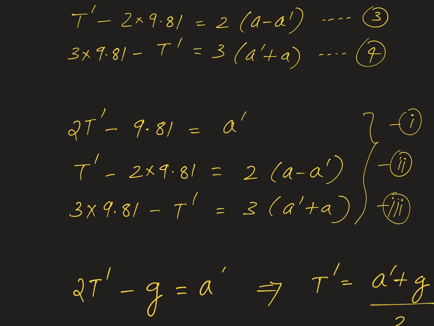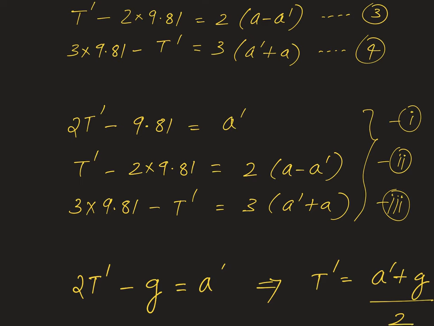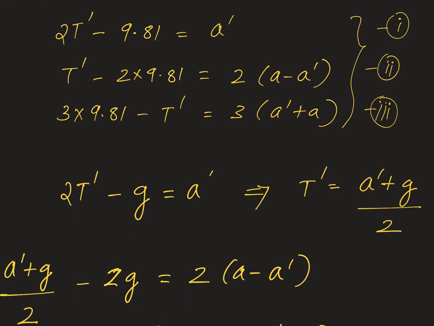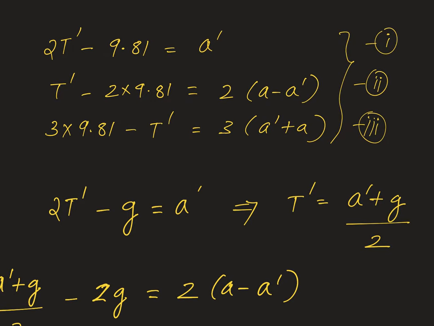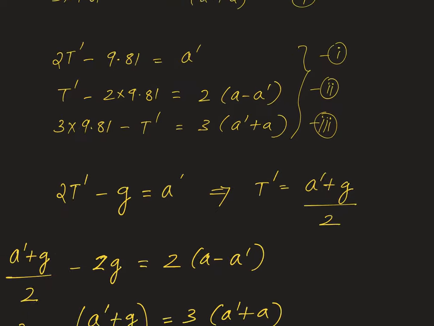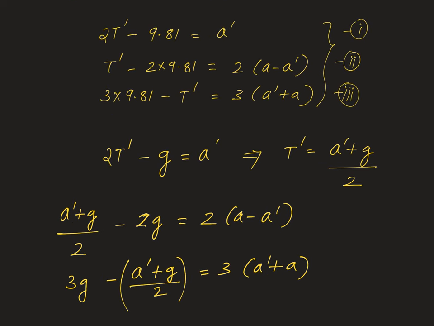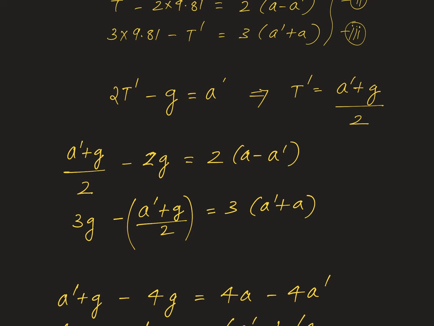Then I will remove T prime from the equations, because what I'm interested in is to find A prime. I will try to express T prime in terms of A prime, which is very straightforward, like this, using the first equation. Now having established an expression for T prime in terms of A prime and other known quantities, I will substitute this in these two expressions. Then we end up with these two equations as shown over here.